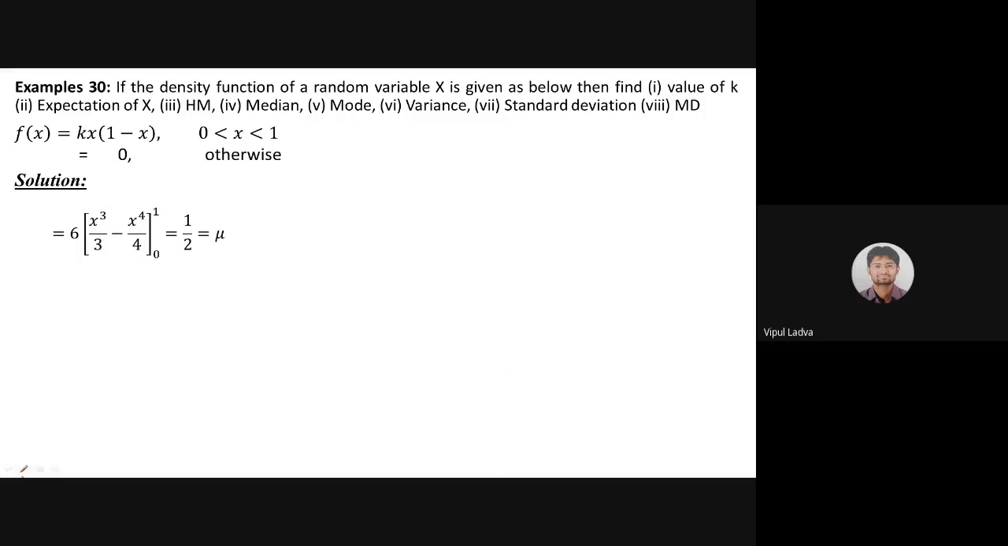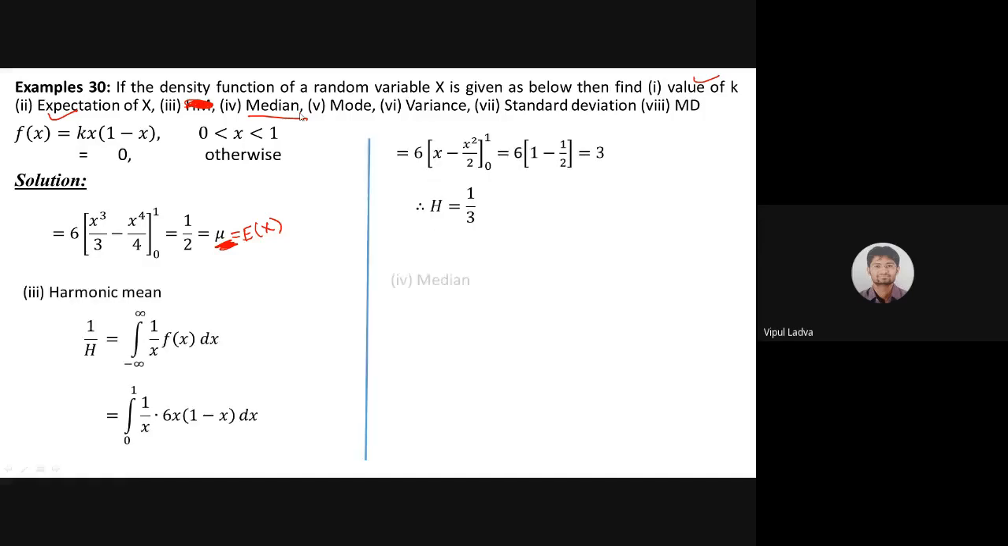That means E of x, and we know that E of x can have the notation mu also. So whether I say E of x or mu, both are the same thing. This is just the mean for this particular distribution. So we are done with the first part. In the second part, we found the value of k and the expected value. Now we won't do the harmonic mean; we will go towards the median. Is it? So let me skip that harmonic mean part.